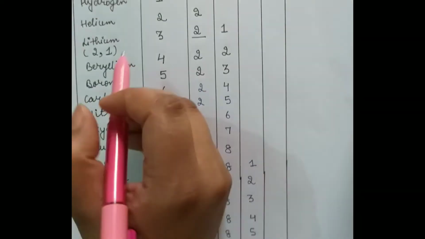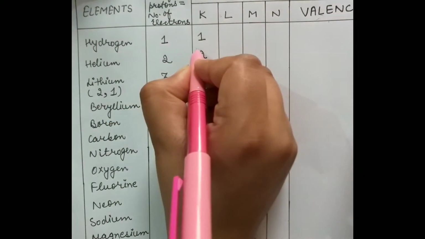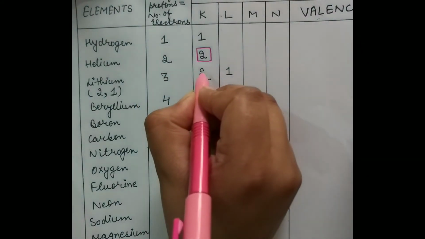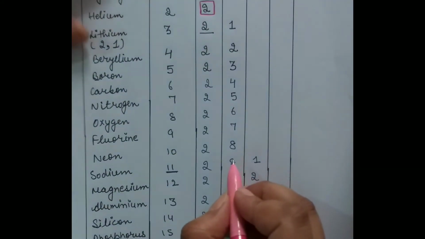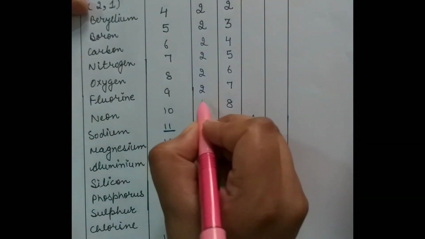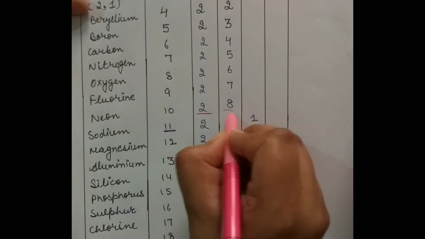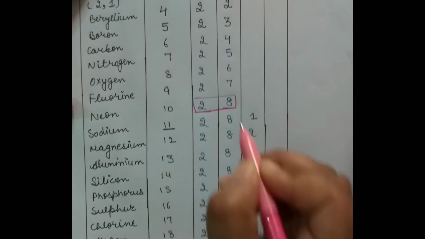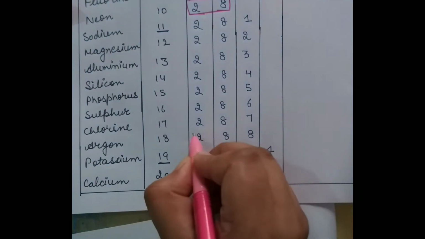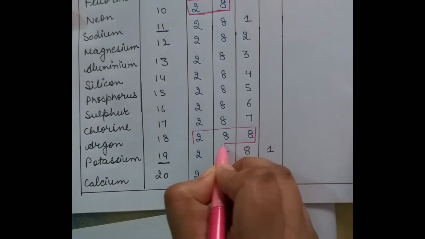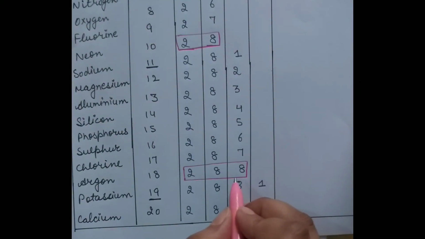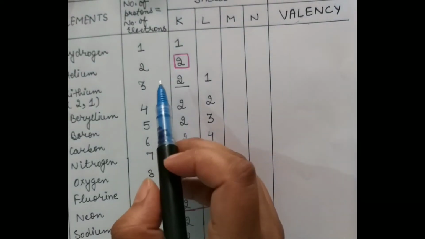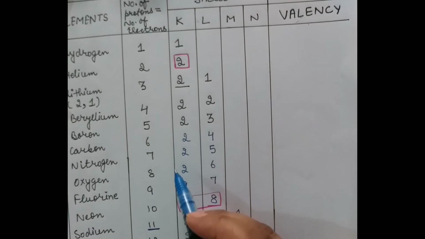Now you can see here, if we talk about helium, helium has 2 electrons in its outermost shell and it is stable. Then if we look here at neon, neon is having 2 and 8, which means neon is also stable. Then argon, 2, 8, 8, means argon is also stable as it doesn't have to lose or gain any electron. So this is how we write the electronic configuration of different elements.